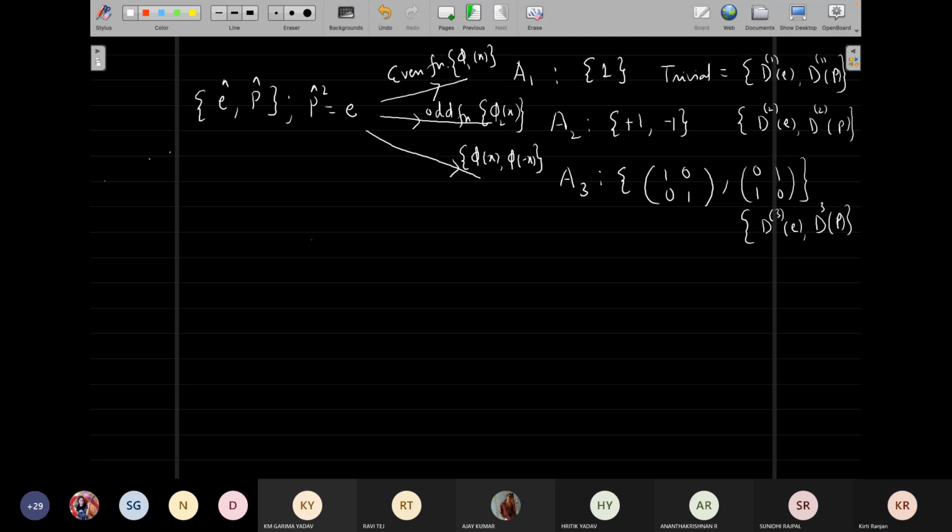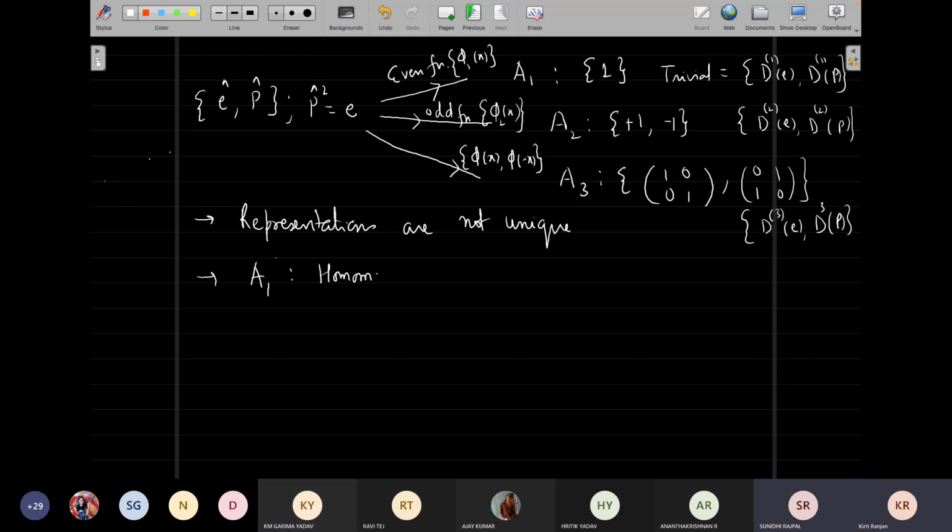Point 1: representations are not unique. In certain cases, we had homomorphism, and in other cases, we had isomorphism. Can you tell me which one is the homomorphism and which one is the isomorphism? A1, is it homomorphism or isomorphism? This is homomorphism, right?